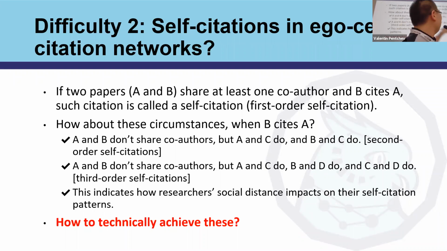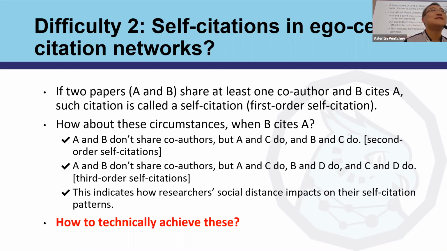For instance, in the second part, we will find A and B don't share co-authors, A and C share a co-author, B and D share a co-author, and C and D share a co-author. That will become very complicated. And this indicates how researchers' social distance impacts their self-citation patterns. And I'm interested in how to technically achieve this.